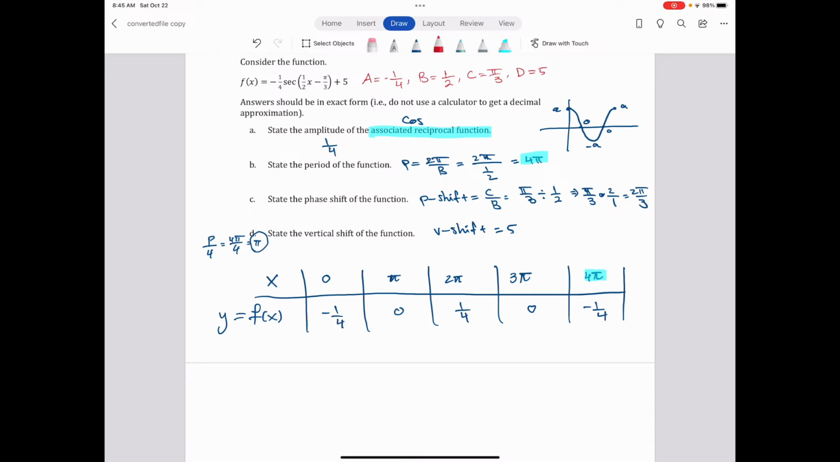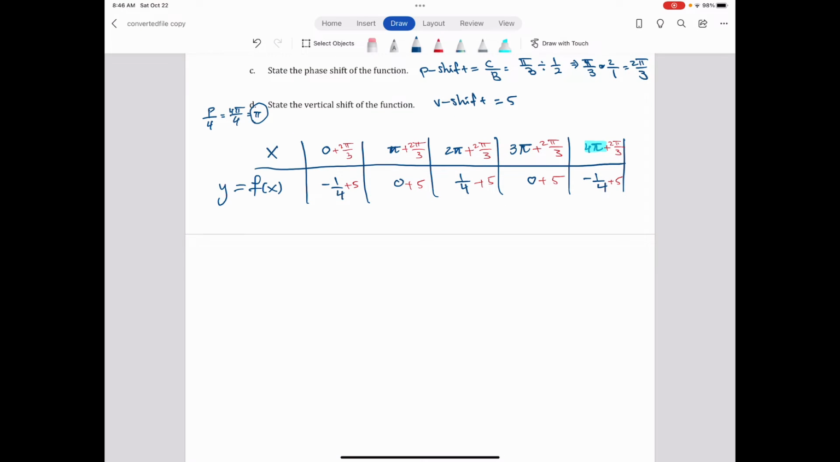Now we have a vertical shift and we have a horizontal shift. So the horizontal shift gets added to the horizontal line, which is the x values. So the horizontal shift is 2 pi over 3, or that is the phase shift. And then the vertical shift gets added to the y values. Y is all of the vertical values, so that is plus 5, plus 5, plus 5, plus 5, plus 5.